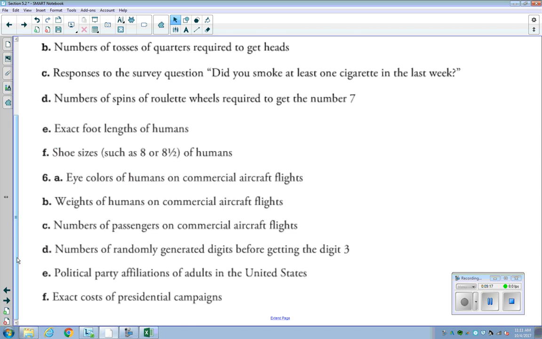It is continuous. Good. It is continuous because we said exact. We're not going to round anything. It's not $1. It would never be $1. $1.58 would be exact, and that's certainly a lot of gap between the number 1 and the number 2. Correct? Excellent.